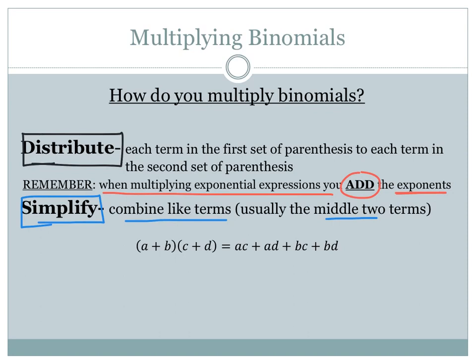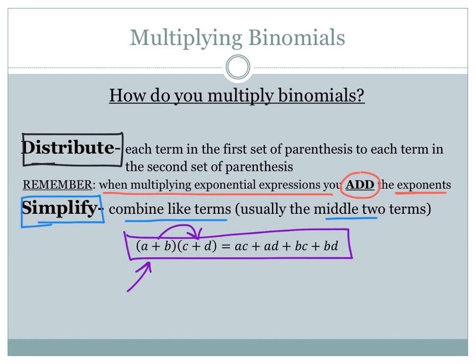So multiplying binomials, we distribute everything in the first set of parentheses to everything in the second set of parentheses. We add the exponents, and then we combine like terms of the middle two terms, okay? So what exactly does that look like? If you look down here, this is what it looks like, okay? So we take everything in the first set of parentheses and we distribute it to everything in the second set of parentheses.